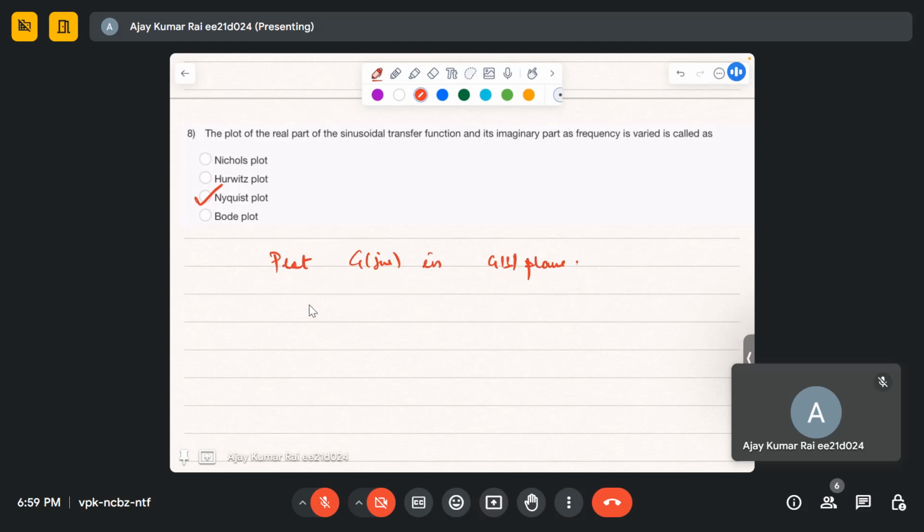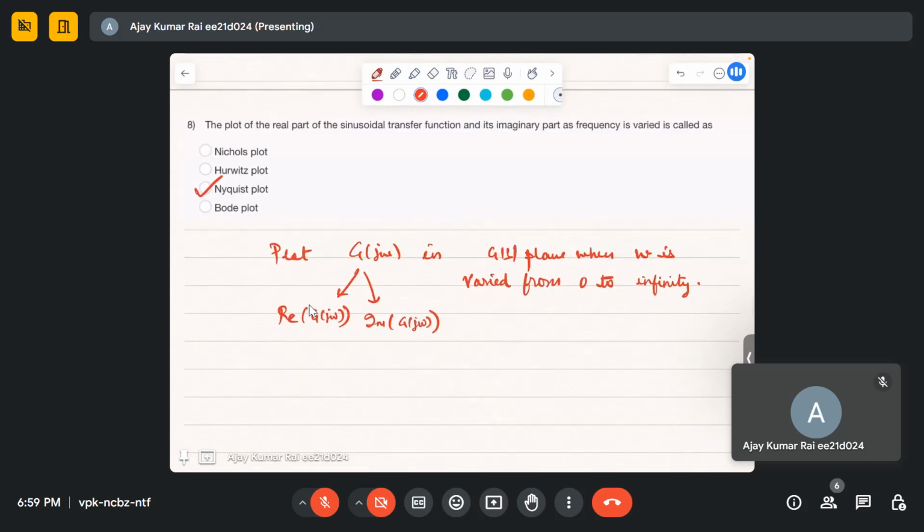Okay, when omega is varied from 0 to infinity, let me write this. It will have a real part and an imaginary part. This is what is called the Nyquist plot. I hope there is no doubt in this.